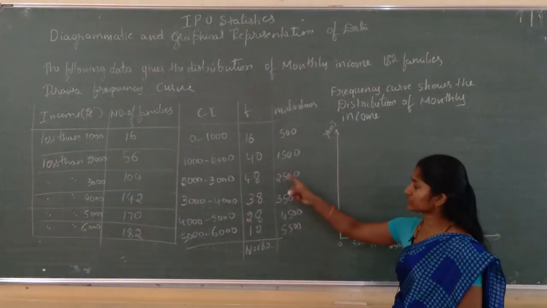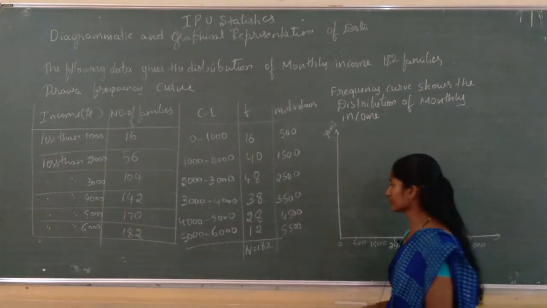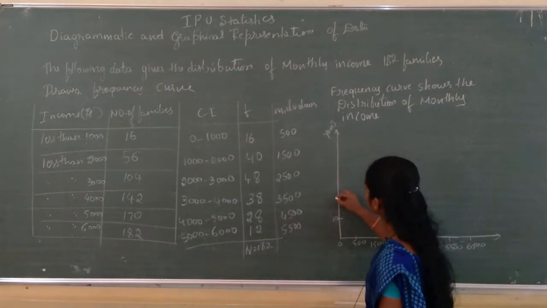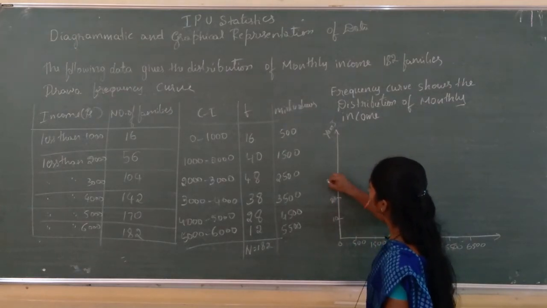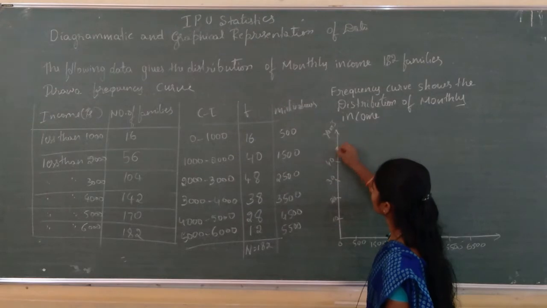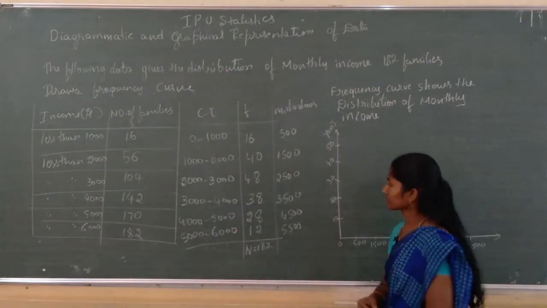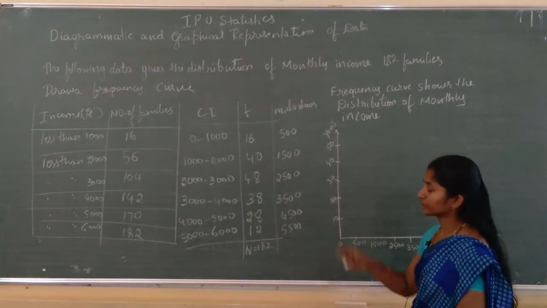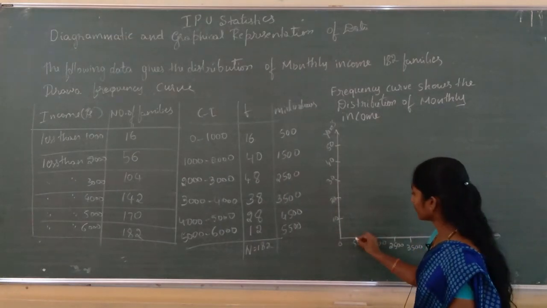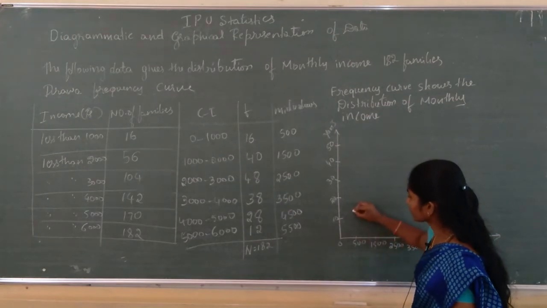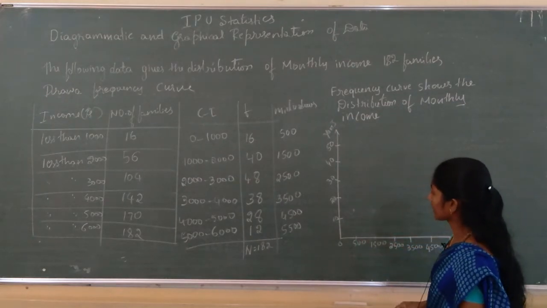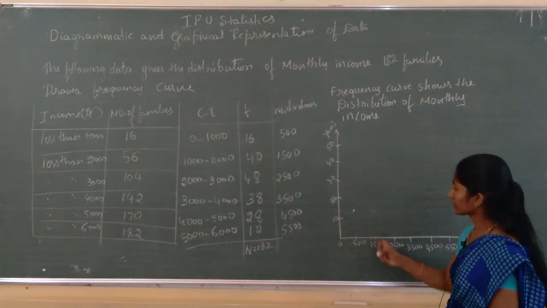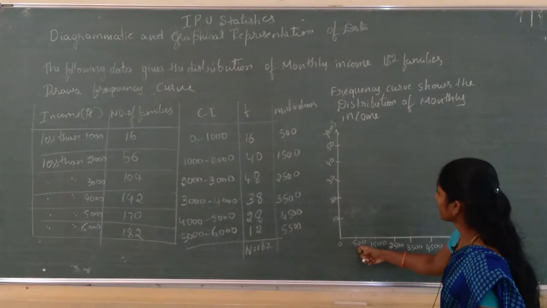Frequency: least value 12, highest value 48. You can take the scale as 5, 10, 15 or 10, 20, 30, 40 and 50. See, you can mark that point 12 directly here. Mark that point. Sorry, not 500, 12, and that is 16.